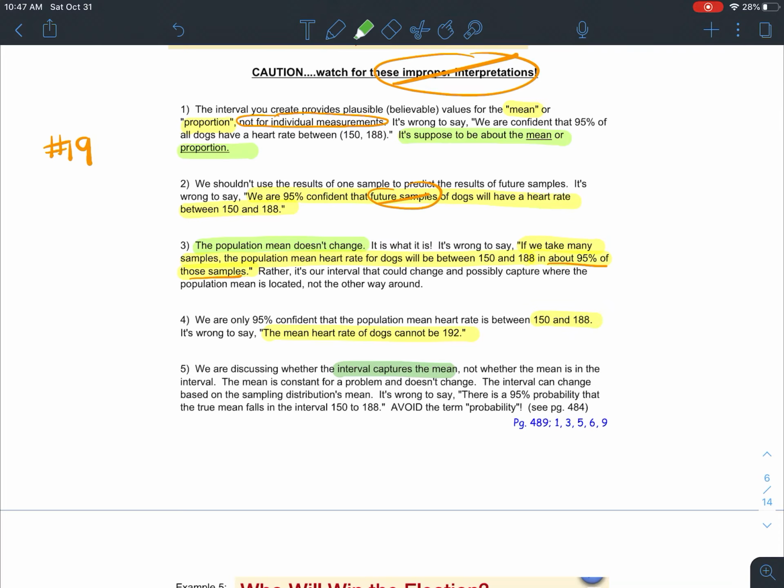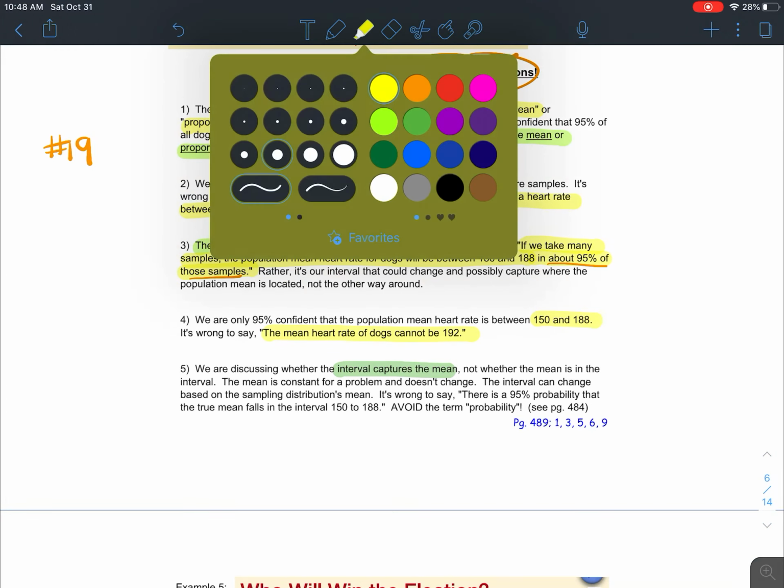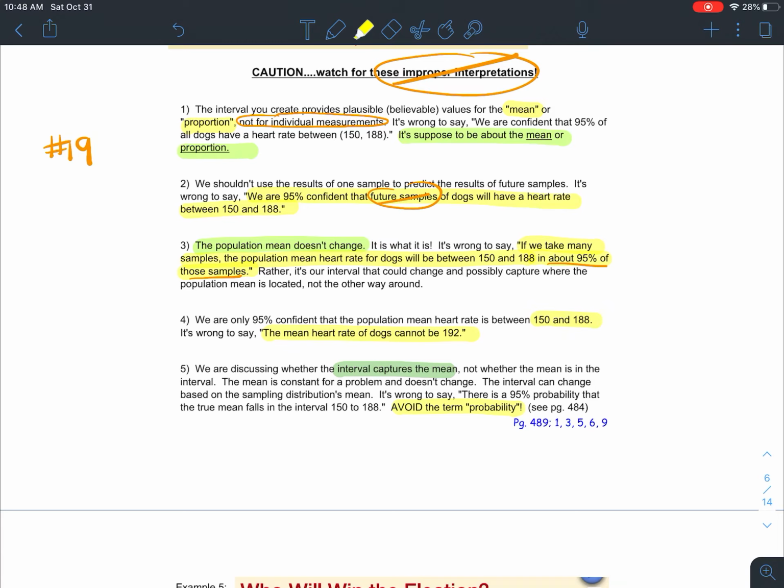So make sure you get that in the right order. And if you just follow those templates, it really helps. The mean is constant for a problem, doesn't change. So the interval can change based on your sampling distribution's mean. Okay. Please make sure that you are avoiding using the term probability in any of your interpretations. Okay, there's a few problems there for you to go ahead and try that go along with this video.